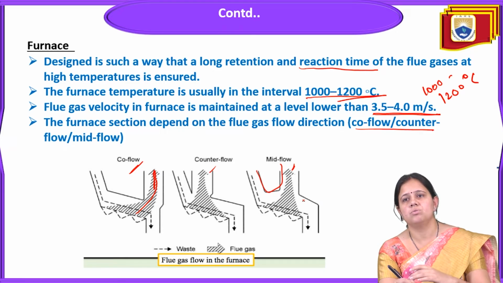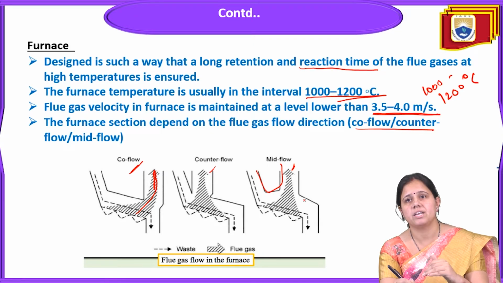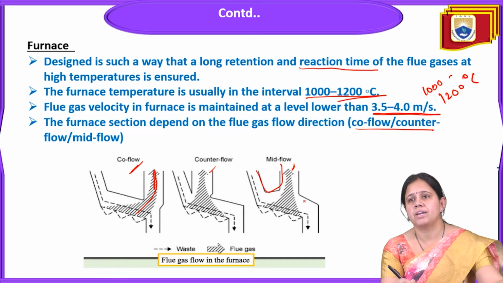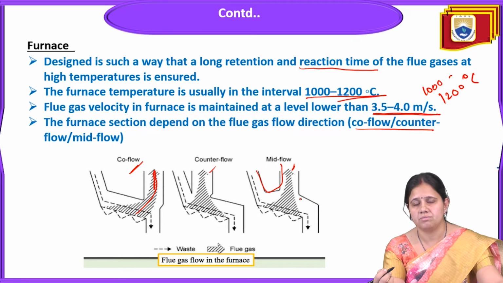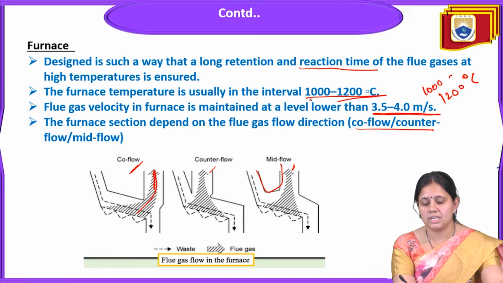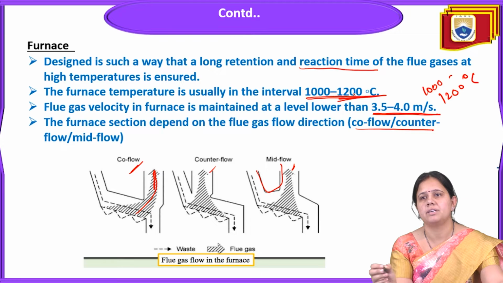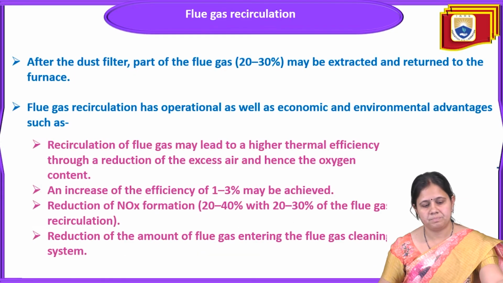Whichever direction the flue gas is flowing, the flue gas velocity can be maintained at 3.5 to 4 meters per second, and the furnace has a very high temperature, usually in the interval of 1000 to 1200 degrees Celsius. So this is a description of the furnace.